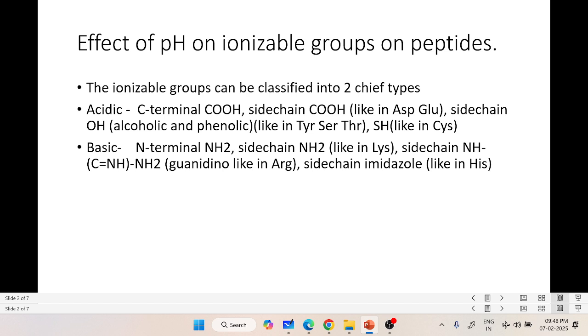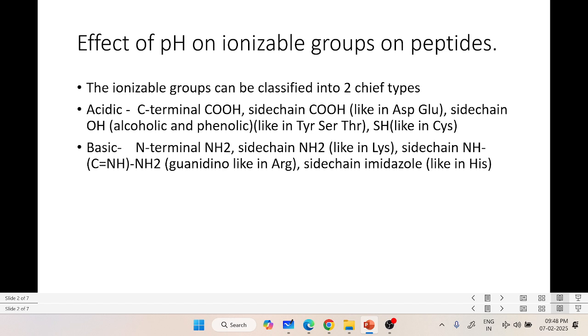Now the basic groups. For all the amino acids, if they are on the N terminal, they have the free amino group, so that is going to be influenced by the pH. But other than that, some amino acids have side chain amino groups, like in lysine, or the side chain guanidino group like in arginine, which is a very strong base. And the side chain imidazole group like in histidine, even though the pK value of histidine is quite close to 7, can be either a proton acceptor or a proton donor. But for now, we take this imidazole side chain as a base.